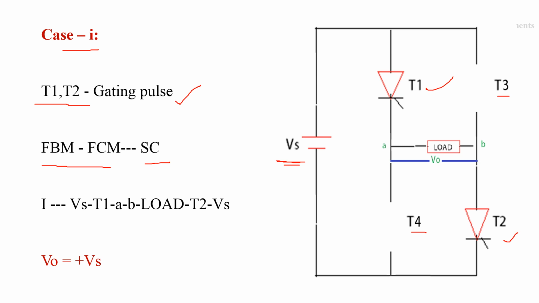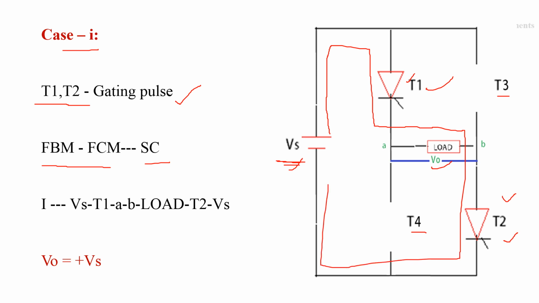And due to the conducting of T1 and T2, there is a path for current from source to load in the direction of Vs plus, thyristor T1, terminal A, load, terminal B, T2 and Vs minus. So total amount of input voltage is going to appear across the load as a output, that is current path is in this direction and total amount of input voltage is going to appear across the load, that is V0 is equal to plus Vs. That is the first case of full bridge inverter.